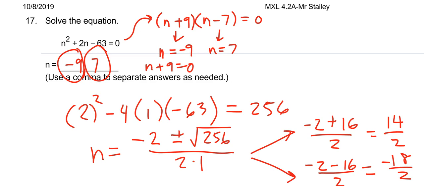Well, I did a separate parentheses. If you're trying to do it all in one giant step, then you have to have parentheses around that whole numerator. This whole numerator has to have parentheses. Then divide it by 2.